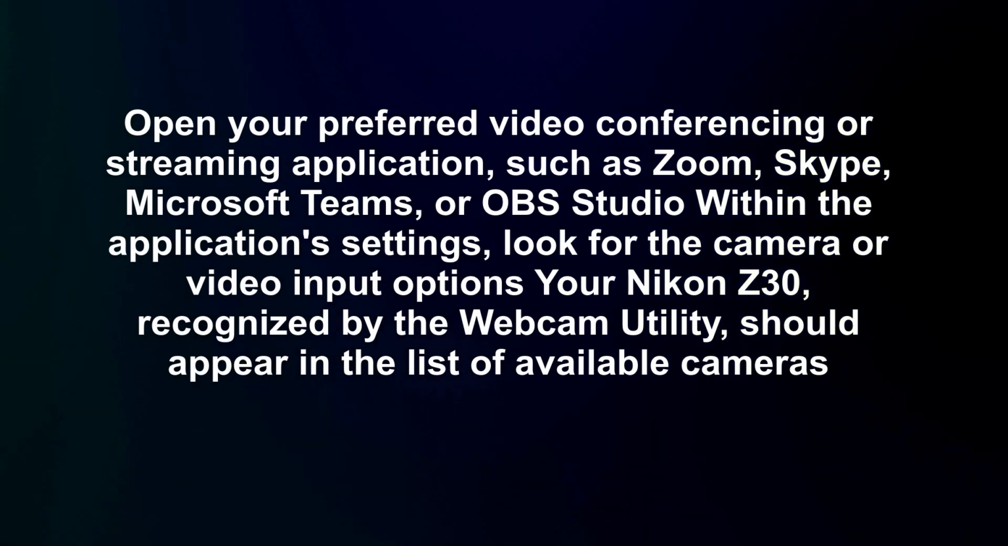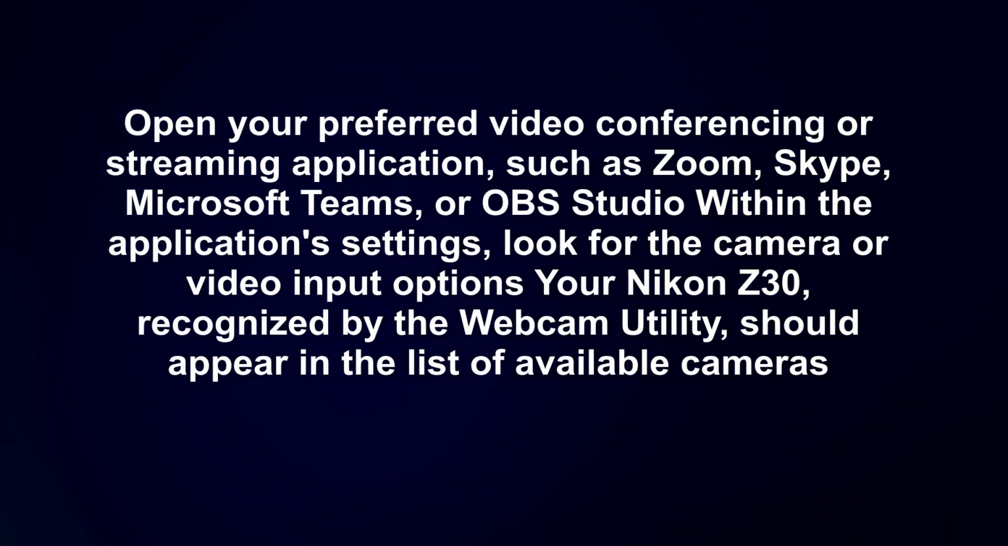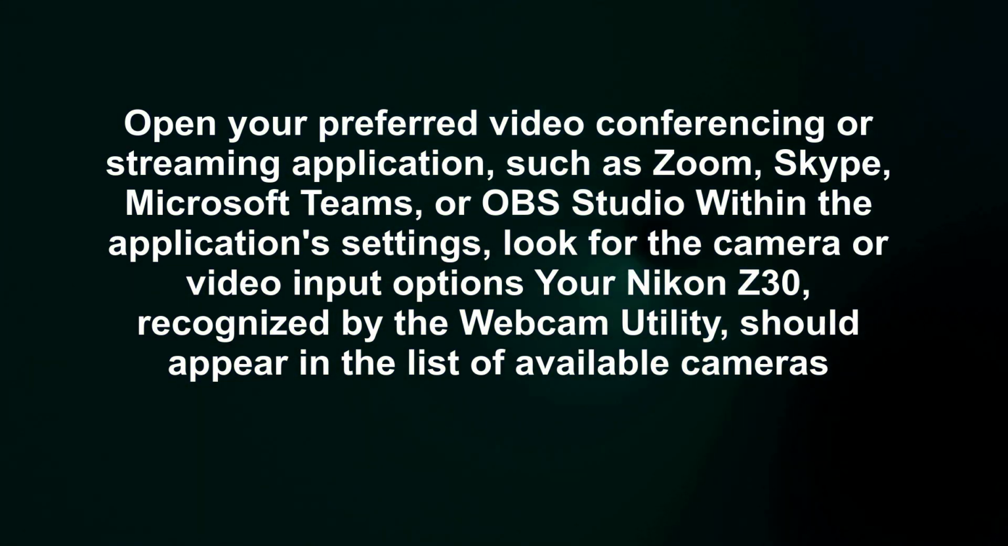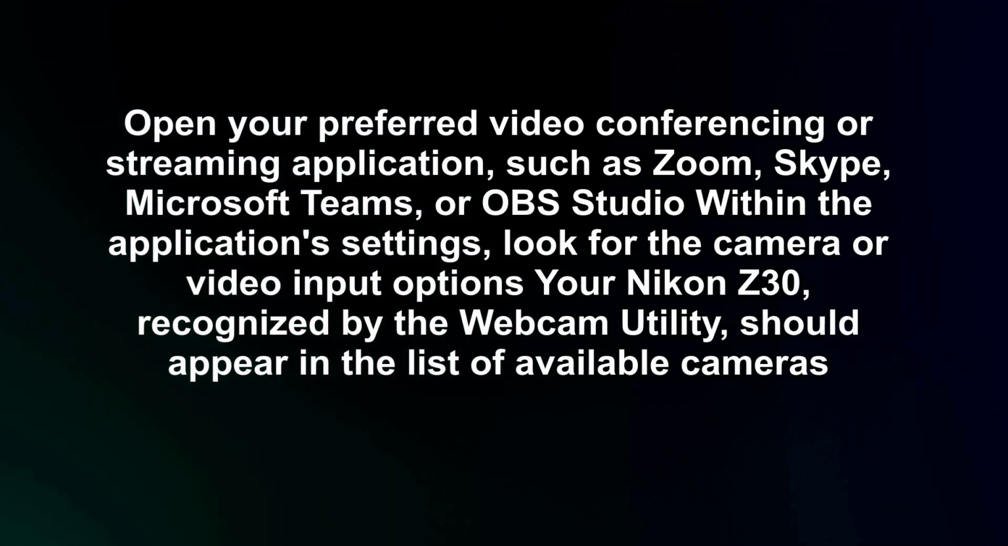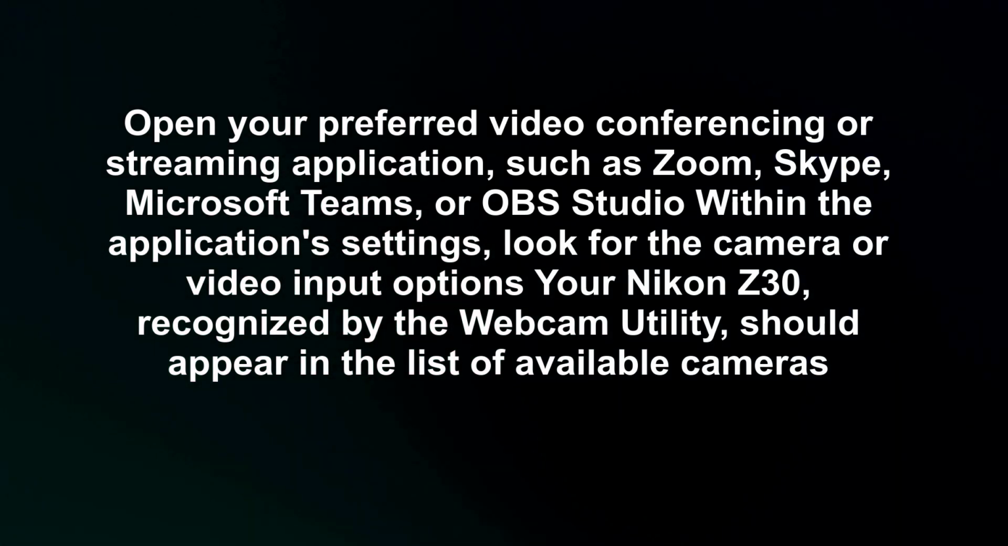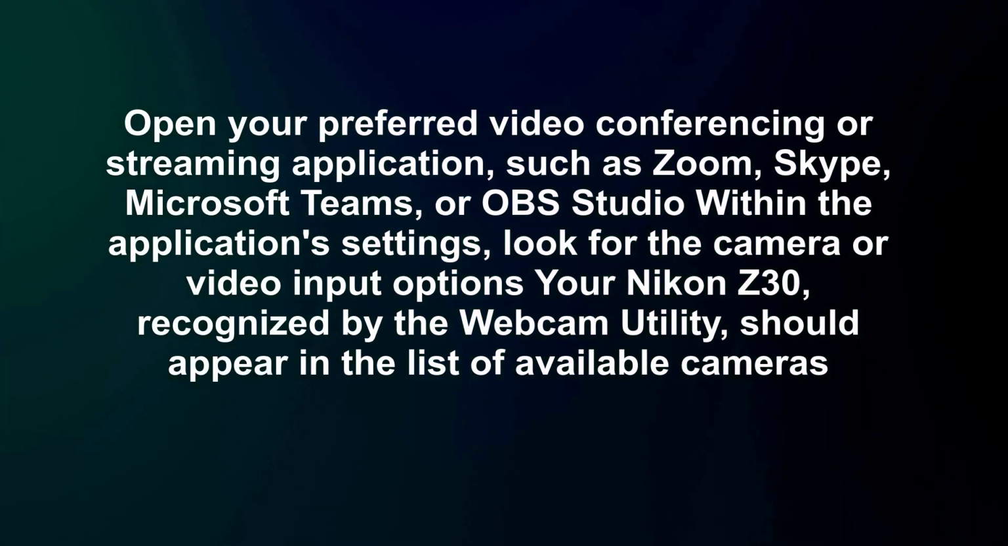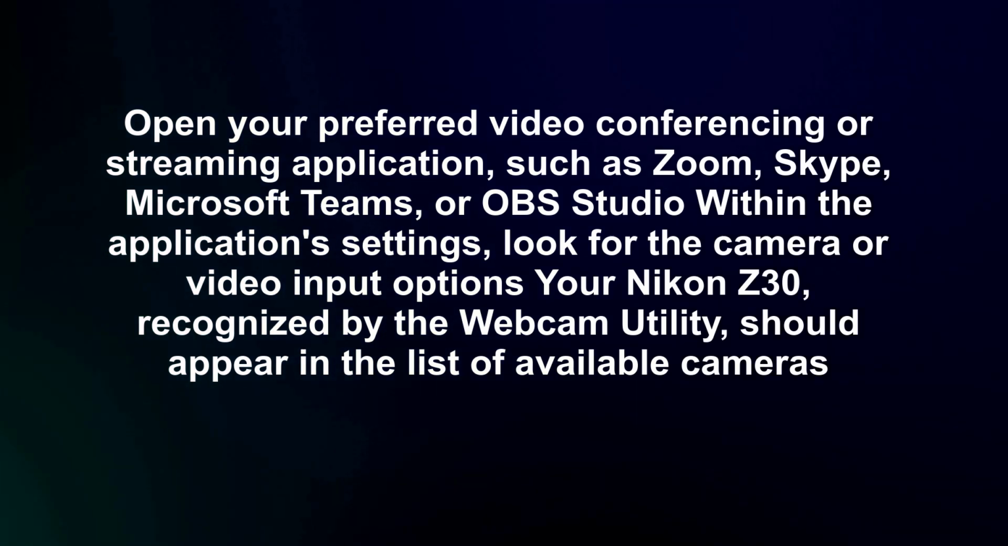Open your preferred video conferencing or streaming application, such as Zoom, Skype, Microsoft Teams, or OBS Studio. Within the application settings, look for the camera or video input options. Your Nikon Z30, recognized by the Webcam Utility, should appear in the list of available cameras.